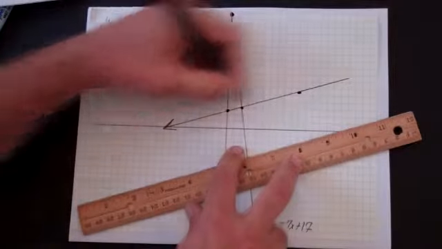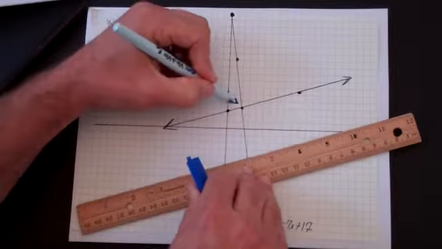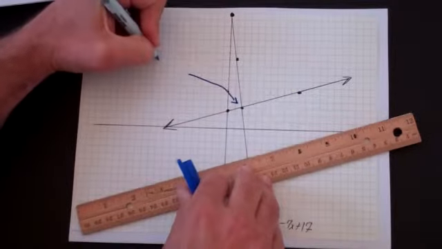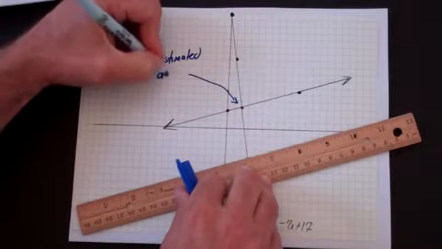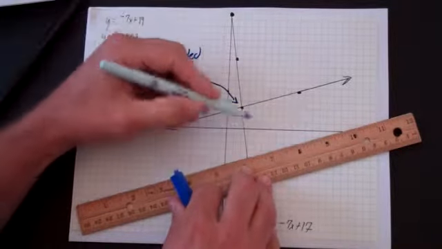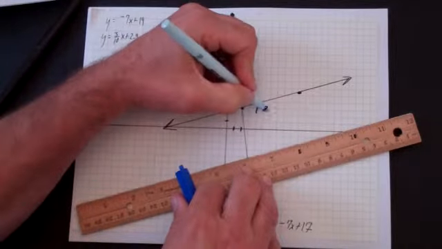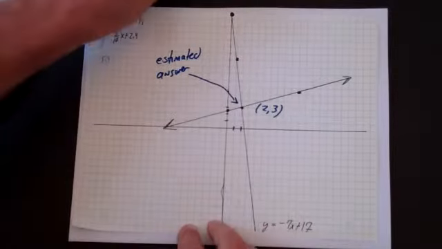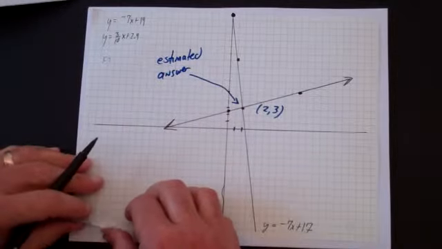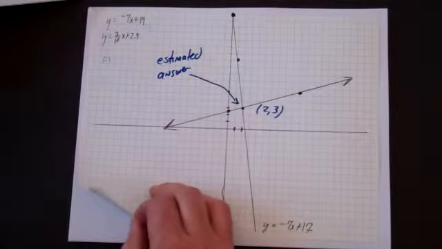Here you're really only going to get an approximate answer. There's your estimated solution right there. What's that going to be? I think that's going to be about 2, 3. Whether it turns out that's a good or bad estimate really depends on how well you draw your lines. That's how you solve by graphing. Let's do one more quick example.